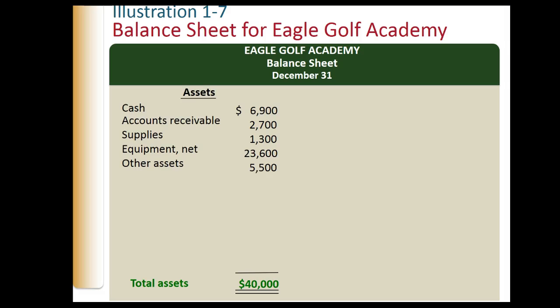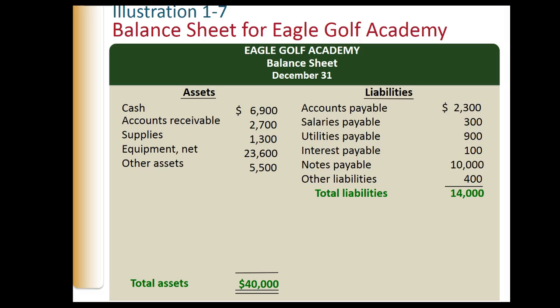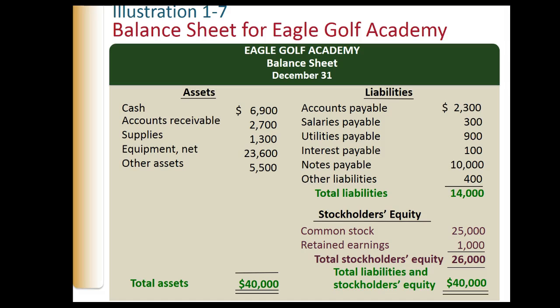So your balance sheet for Eagle Golf shows you a list of the assets or their resources. Resources include cash, accounts receivable, supplies, equipment, and other assets, for total assets of $40,000. And then we've got the liabilities: accounts payable, salaries payable, utilities payable, interest payable, notes payable, and other liabilities. So our total liabilities are $14,000. Our stockholders' equity section is $26,000.